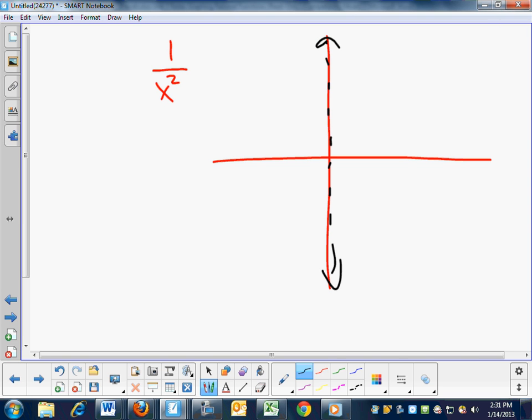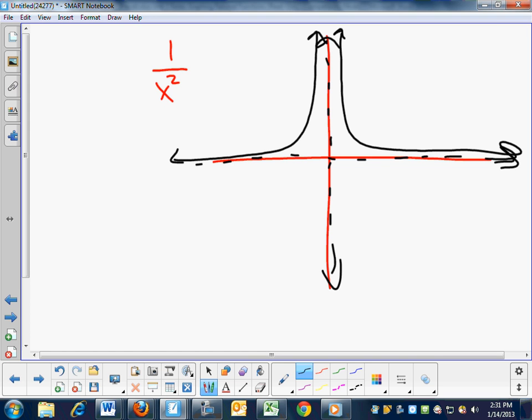And I will tell you this. If the power in the numerator is less than the power in the denominator, then the end behavior is 0. Now, true or false? If I square a real number, it will always be positive. True. So you can't ever have a value in the denominator down below the x-axis. So you're going to have one that looks like that, and the other one will look like that. So there's a case where you could have both branches above.